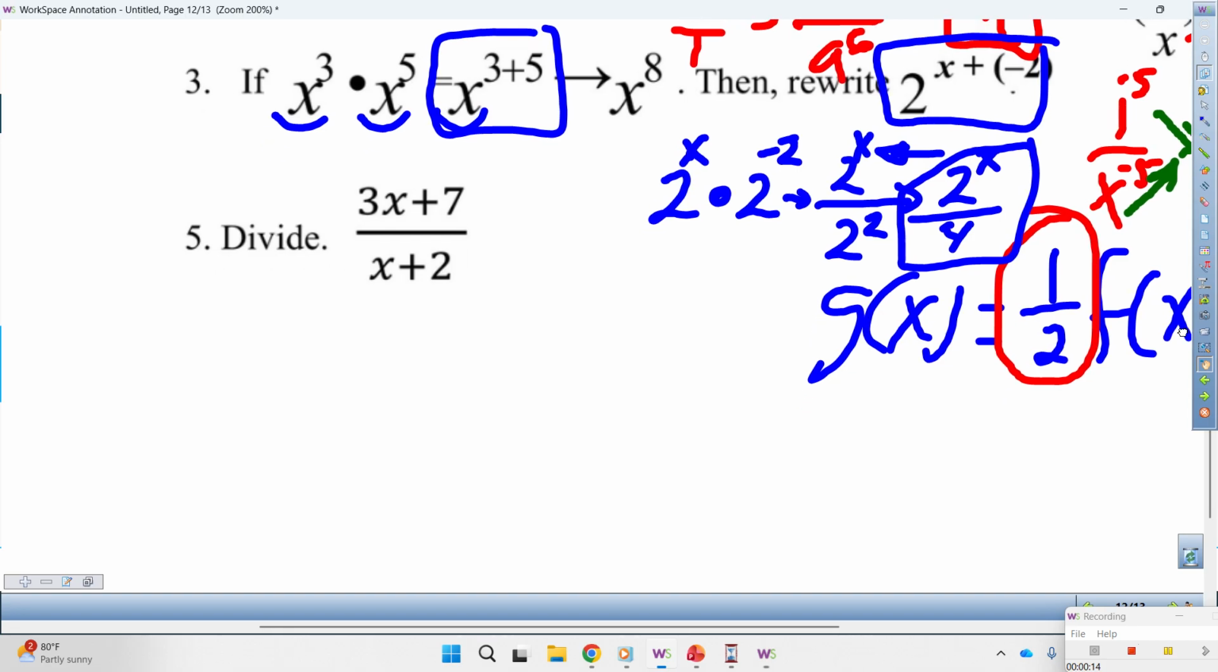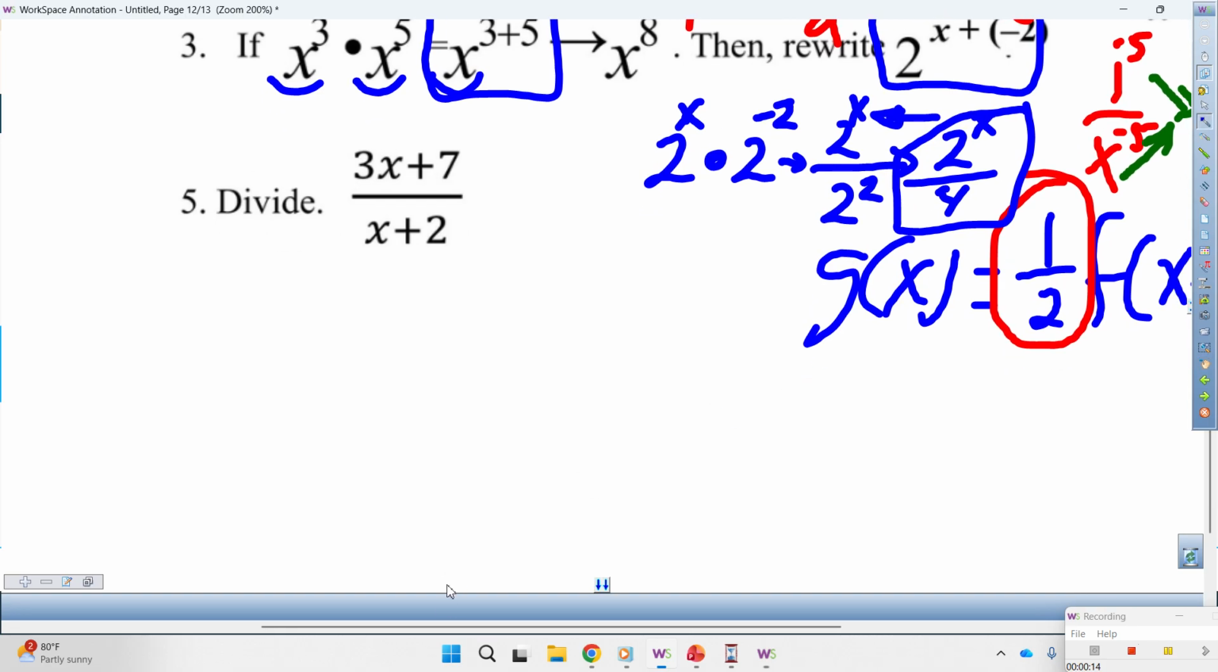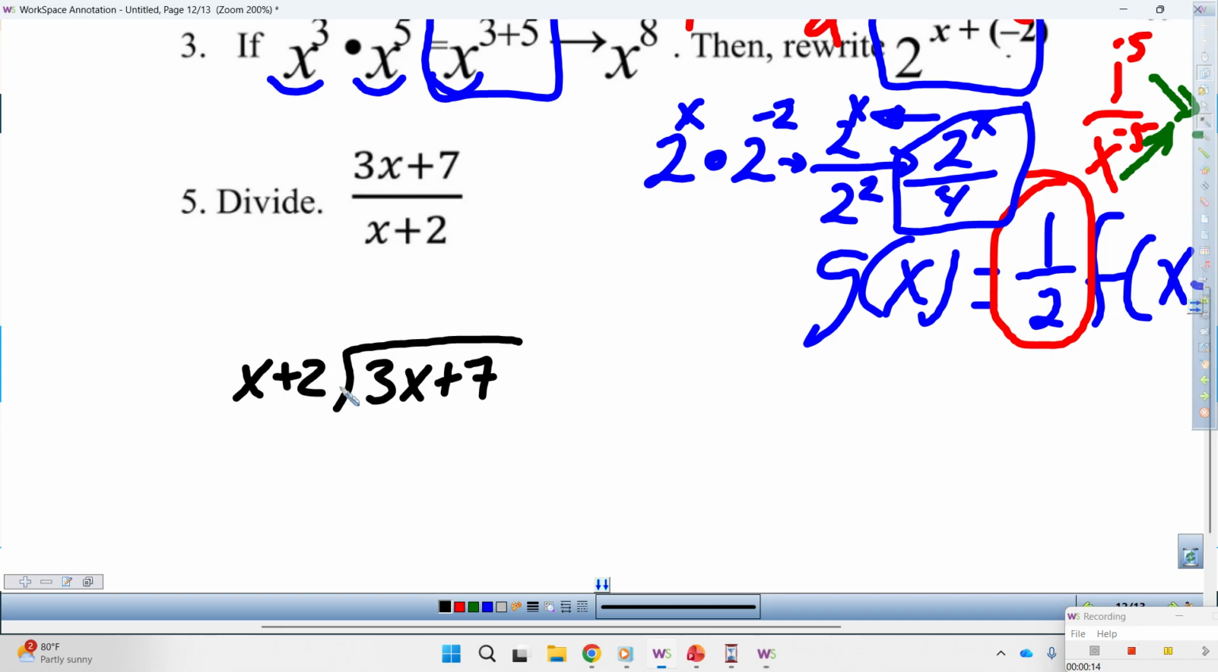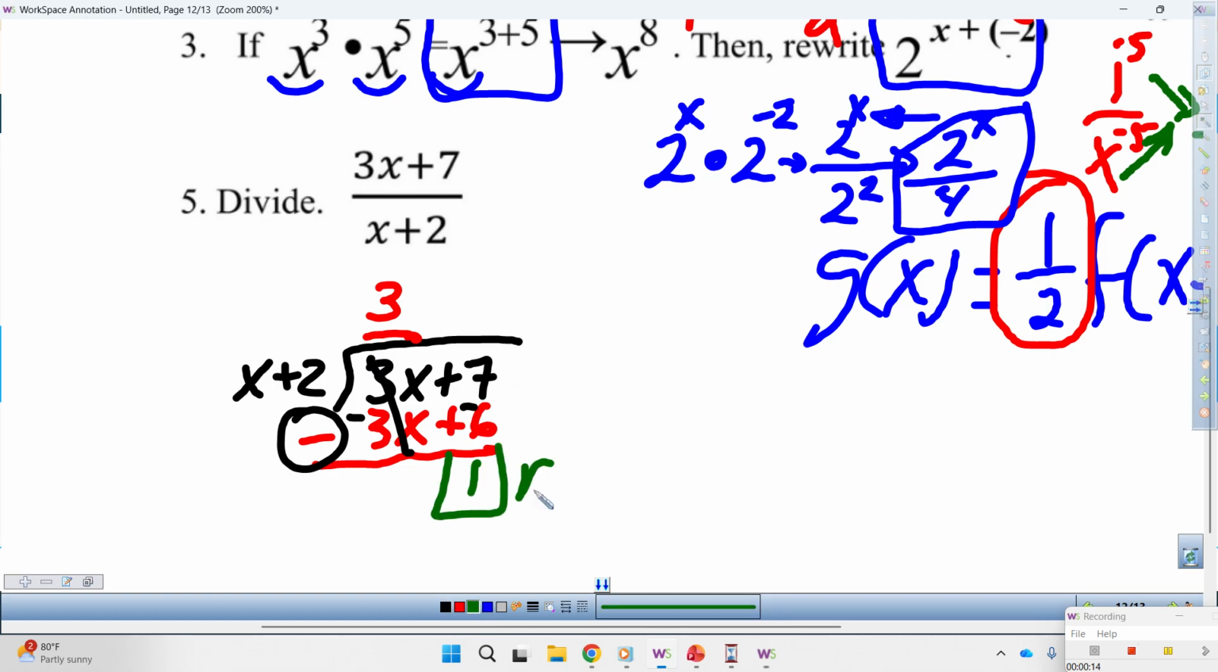And last but not least, divide. Here we go. Let's do this one together. 3x plus 7 divided by x plus 2. I'm going to give you plenty of practice this week so that next week when we get into the more complex functions, you know exactly what to do. So here we go. What number times x gives us 3x, everyone? 3. So 3 times x is 3x. 3 times 2 is positive 6. We're going to subtract. Distribute this here and here. And that leaves us with 7 minus 6 is 1 as the remainder.